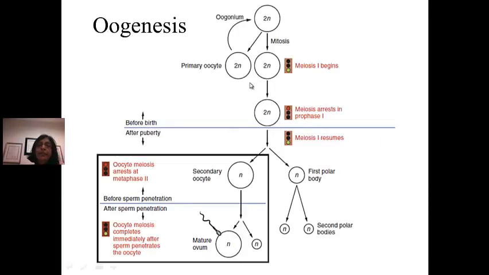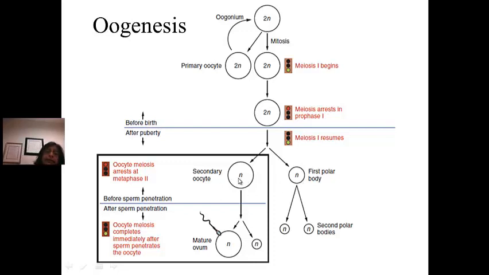So here is an animation of the same oogonium. You have mitosis changing them to primary oocytes. Meiosis 1 begins, stops at prophase 1. All of this happens before birth. And after puberty, not all egg cells, only a small number of them resume meiosis 1. And that is when meiosis 1 is completed, and here you get 2 uneven size of cells. One of them, the larger one, is called the secondary oocyte. The smaller one is called the first polar body.